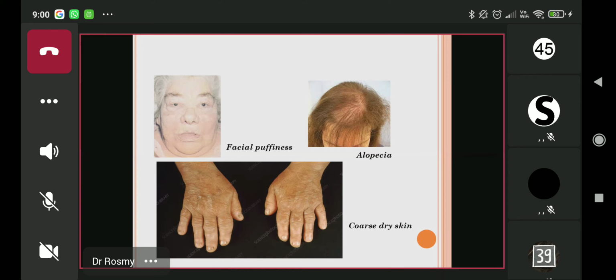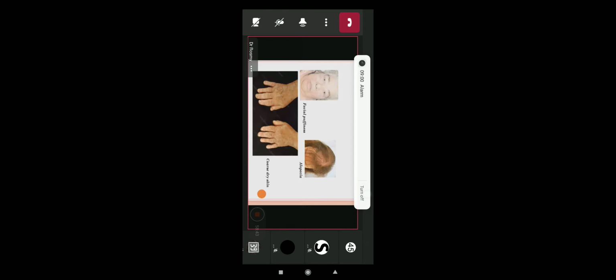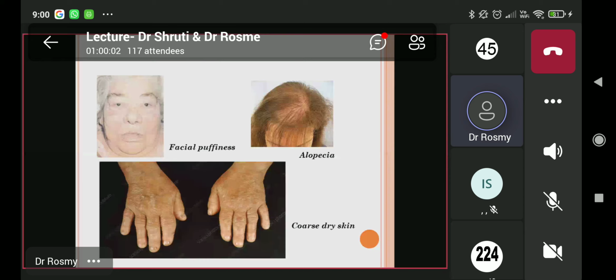So normally the hair we all want, and what we see in the TV ads, is bright hair which is dark and lustrous. Here the hair will not have any luster. They are dry, frizzy, and easily breakable. So that is what the hair of hypothyroid is.